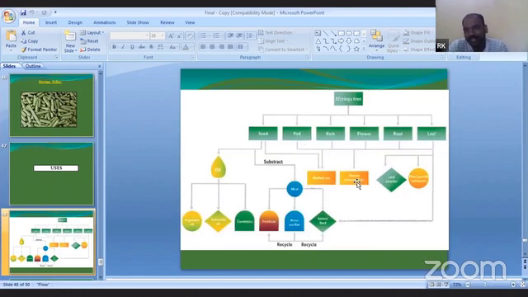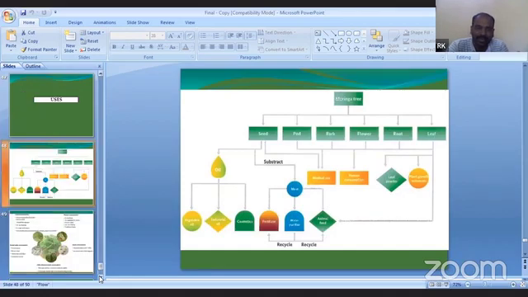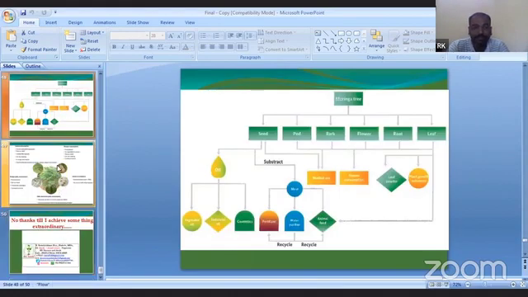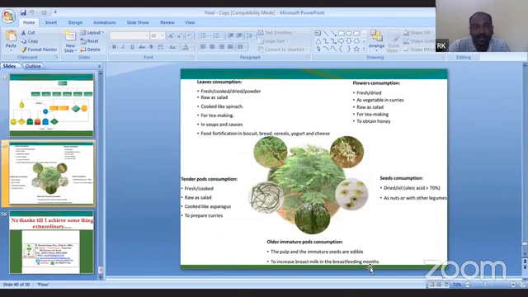Bark is used for medicine, and the root is also used for medicinal purposes. Leaf is also used for cooking purposes. Okay. Next, one more slide is there. This is the last slide, so you see this slide only.